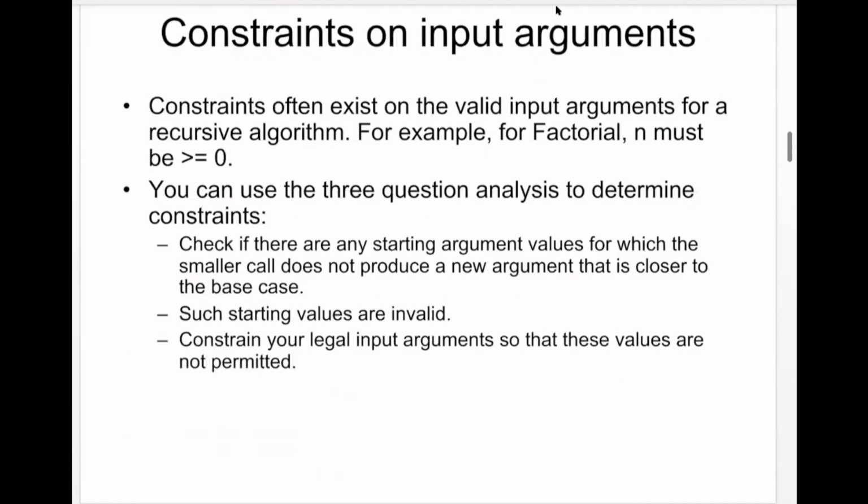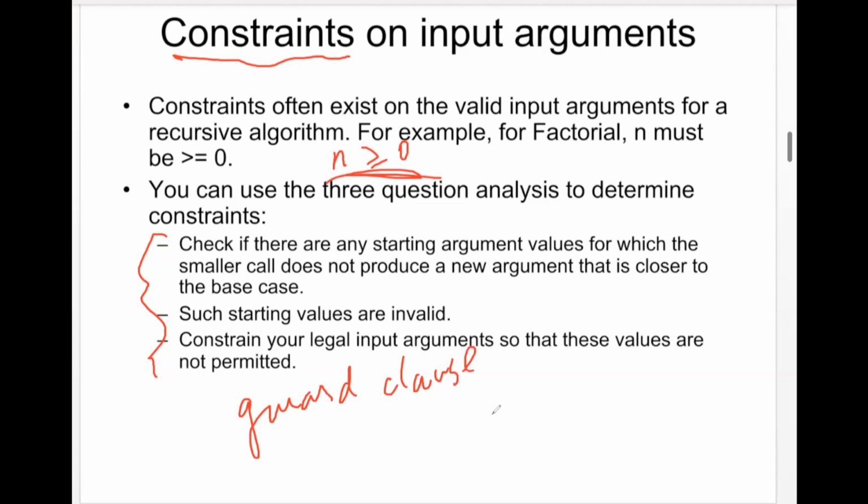Sometimes you'll have constraints on input argument. Constraint means boundary conditions or the edge cases, meaning n has to be greater than or equal to 0, right? If you don't, then you need to build that. So sometimes we call these things guard clause. A guard clause is a collection of selection criteria. If n is less than 0, then return or something like that. So this is a guard clause that catches the outliers or the edge cases.